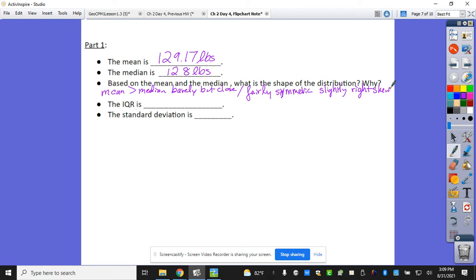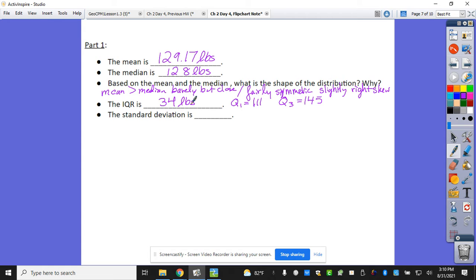In order to do IQR, I need what? So what is the Q1? 111. What is the Q3? 145. So my IQR is what? Pounds or not pounds? Yes. The range of the middle 50% is within 34 pounds.